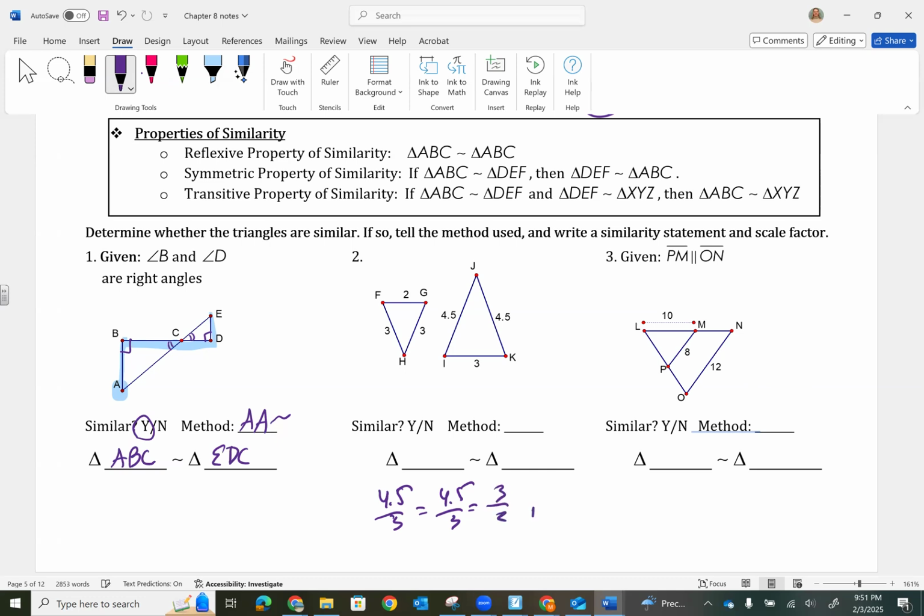If you reduce all of them, pardon me, you get 3/2 or 1.5. So yes, why? Side, side, side, similarity. So triangle, I don't know, we could do FHG. If we did that, we would have to do IJK. I'll do one way to talk about it.